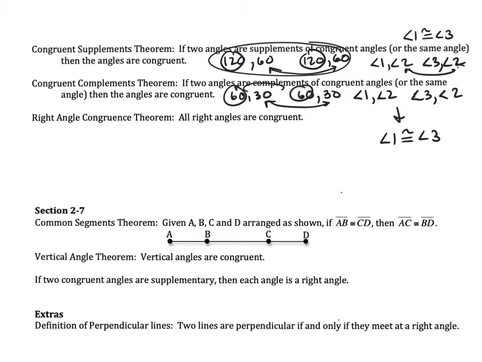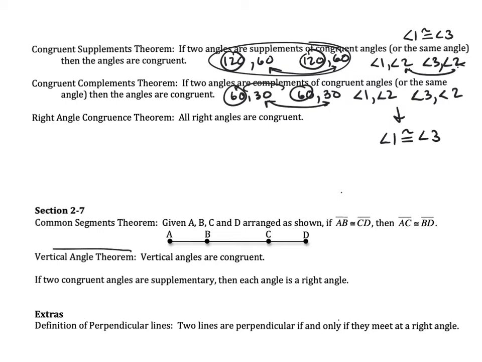The right angle congruence theorem. Again, this one seems kind of silly, but it actually saves us a step or two. It's nice to have sometimes. All right angles are congruent to one another. It's true. Now, in the very last section, there are some theorems that come up, and we'll just mention them.